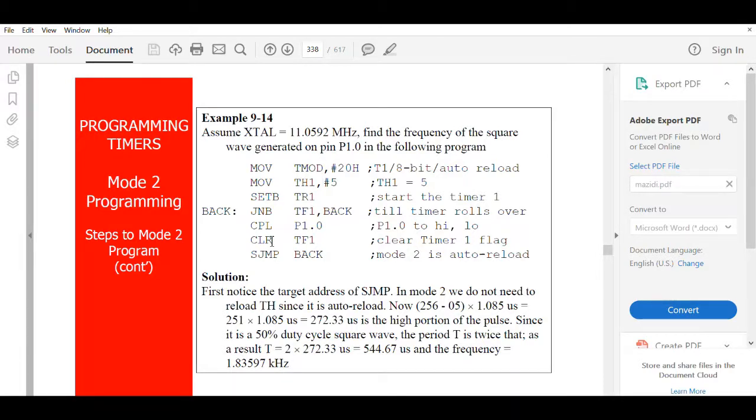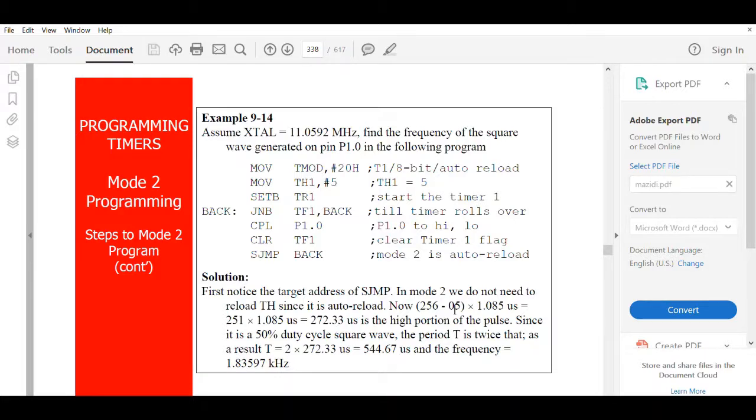So now what do you want? You want to find the frequency of the square wave. So how do you find the frequency of the square wave? You'll have to know the final value. You need to know the initial value in the register TH or TL. Then that will be multiplied with 1.085 microseconds, and you'll get a value that is one portion, one half of the pulse. Multiply by 2, that will give the total time period. 1 by the time period will give you the frequency.